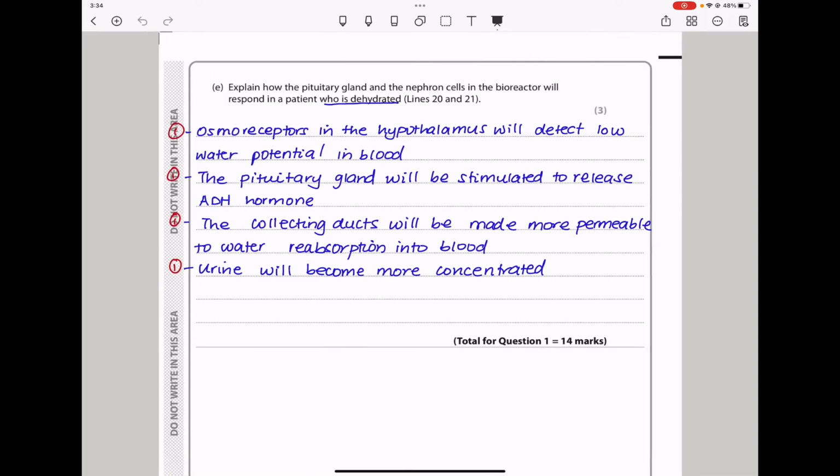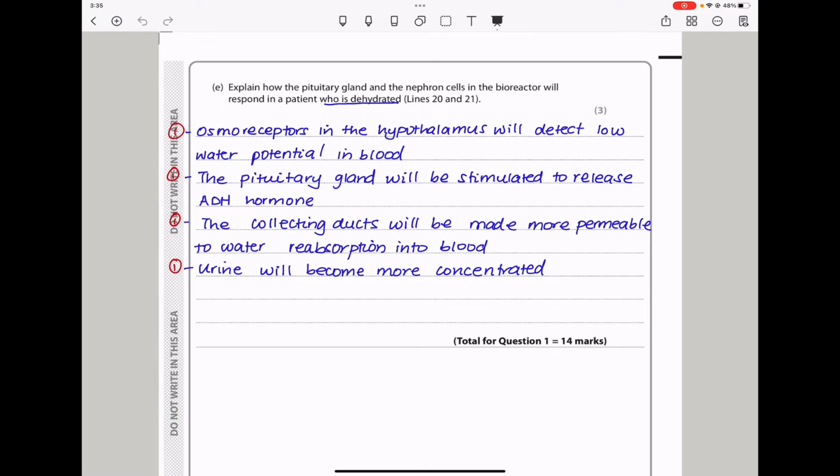Moving on. In part E, explain how the pituitary gland and the nephron cells in the bioreactor will respond in a patient who is dehydrated. Here we're talking about the pituitary gland as well as the cells in the bioreactor. So osmoreceptors in the hypothalamus will detect low water potential in the blood, and then the pituitary gland is going to be stimulated to release ADH hormone.